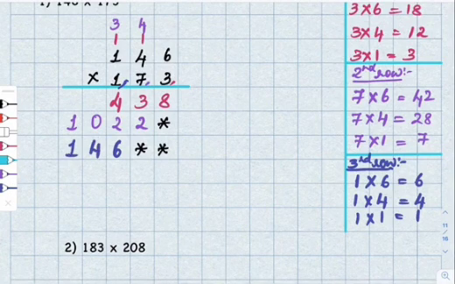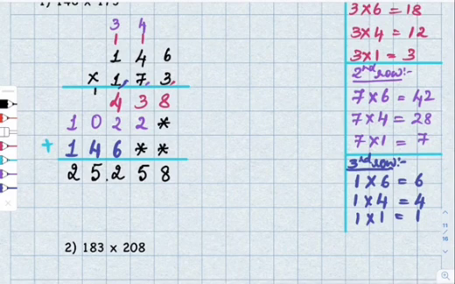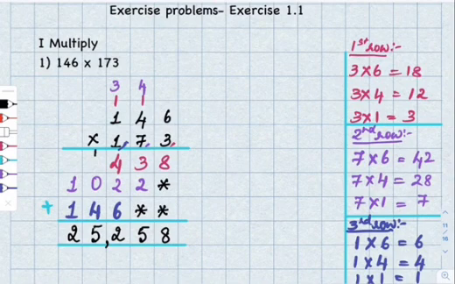So the final answer would be, we'll have to add. 8 plus 0 plus 0 is 8. 3 plus 2 is 5 plus 0 is 5 again. 6 plus 4 is 10 plus 2 is 12. 4 plus 1 is 5. 1 plus 1 is 2. So the final answer is 25,258. Did you all get it children? We'll move on to the next problem.